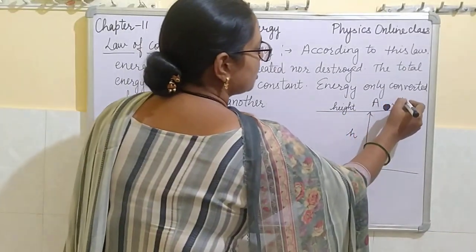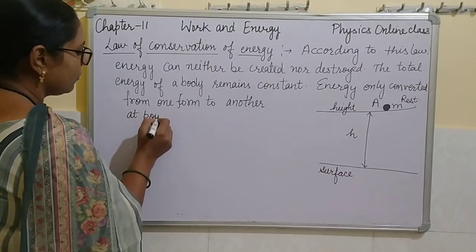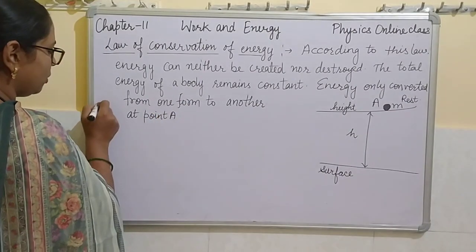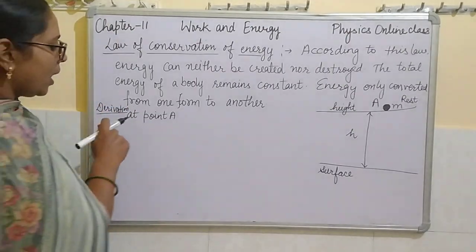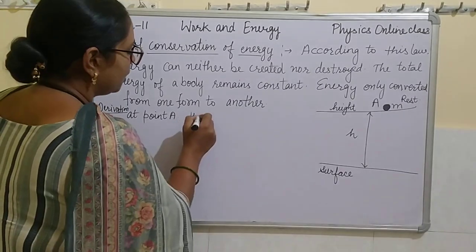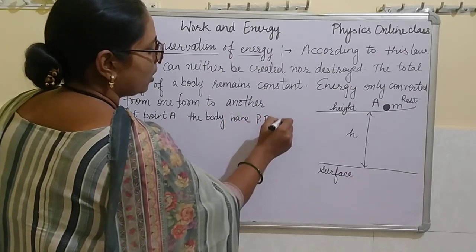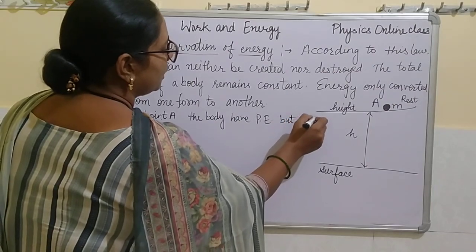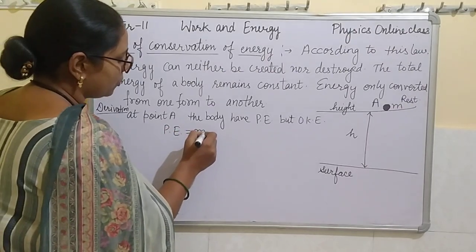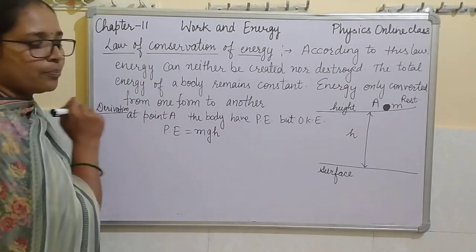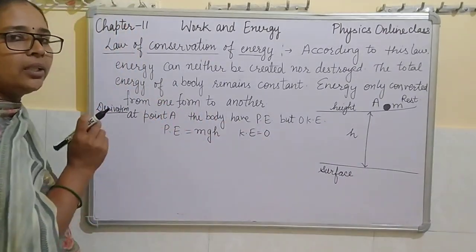So what can we say about its kinetic energy? We can say that at point A, here I am deriving. You can also make a heading for derivation, that I am deriving or proving this law. At point A, the body has potential energy but zero kinetic energy. Why? If I write it in clear form, the potential energy of the body is mgh, and what will be its kinetic energy? Its kinetic energy is 0 because the body is at rest.